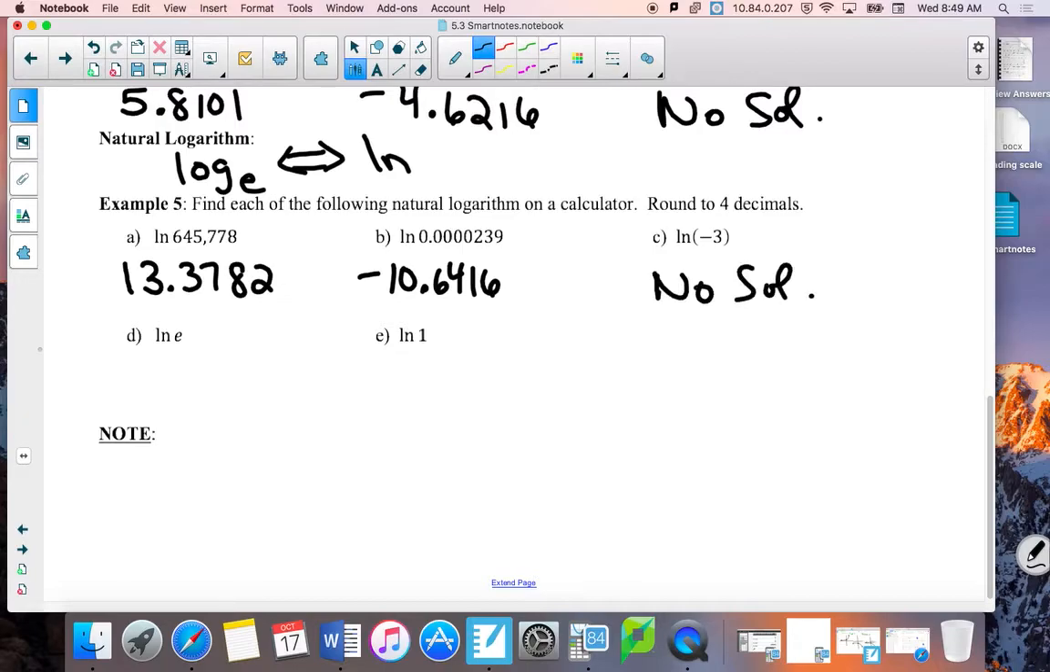Again, on the natural log of -3, you'll get no solution because we can't take logs or natural logs of negative numbers. The natural log of e is 1. The natural log of 1 is 0. So that's just your graphing calculator. Make sure you find those buttons. Make sure you get those answers.